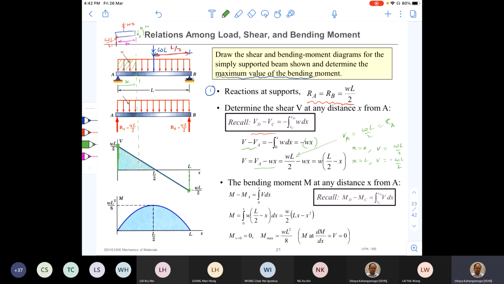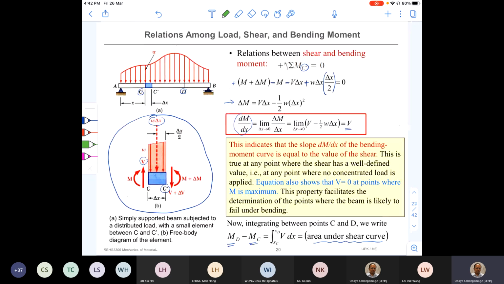Okay, I forgot to mention a very important thing in the previous slide. Let me go back. Here I didn't mention this one, right? So in this equation, dM over dx is equal to V. So let me write it again here. dM over dx is equal to V.